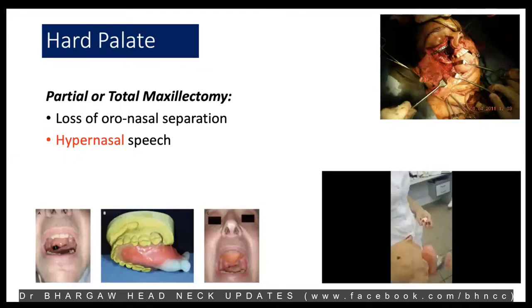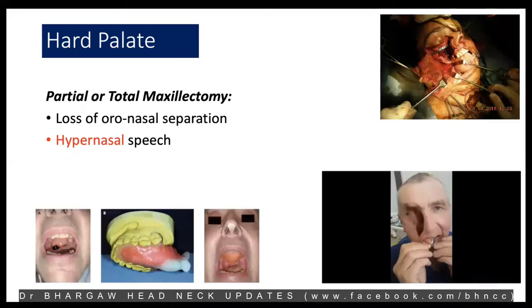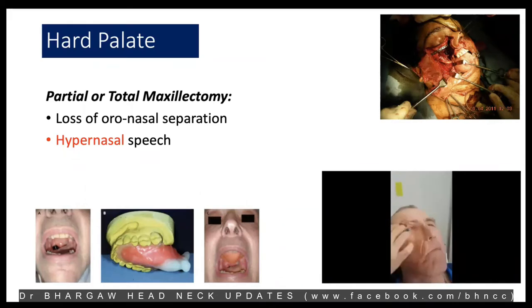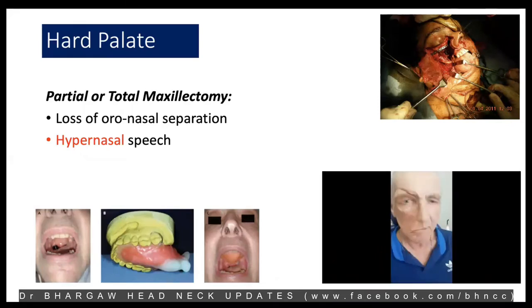Hard palate. One thing I've learned in dysphagia management is that of the two main bones of the oral cavity, the maxilla and the mandible, the mandible is more important than the maxilla, because the mandible houses all the important suprahyoid muscles, tongue muscles, everything else. The maxilla is just there to give correct approximation to the mandible. So in a patient who undergoes a maxillectomy, the problem you'll face is a loss of oronasal separation. That means the oral cavity and nasal cavity would be one single chamber, and the patient would have more problems with speech and some amount of nasal regurgitation.